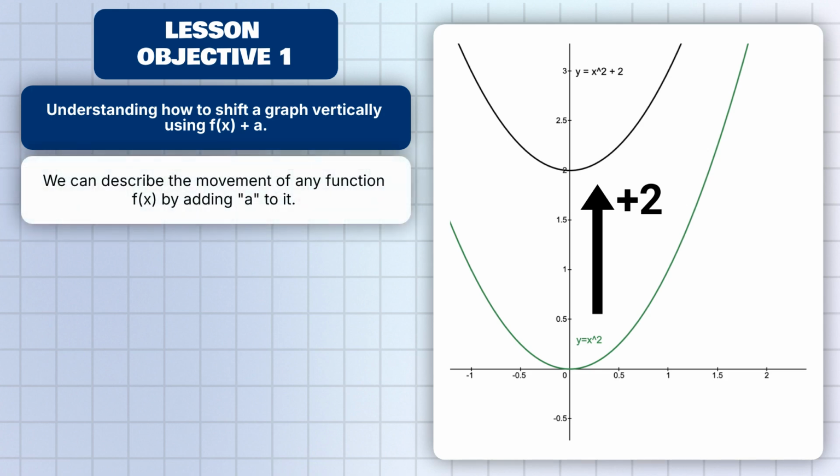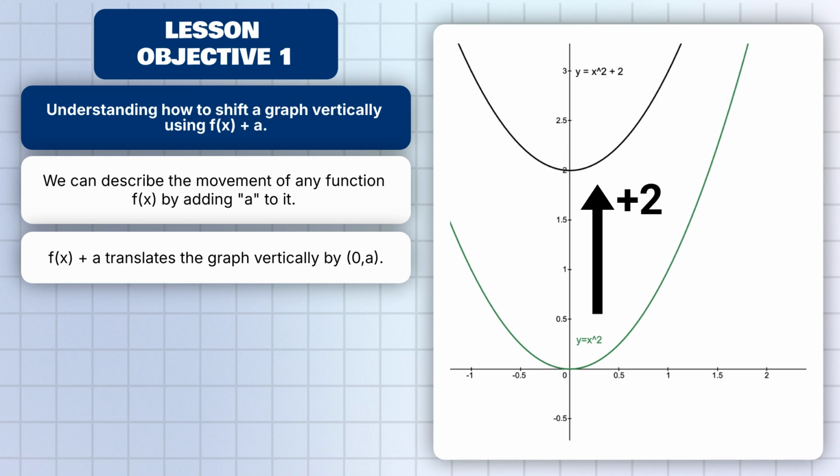We can describe the movement of any function f(x) by adding a to it. Thus, f(x) + a translates the graph vertically by (0, a). This formalizes our graphical shifts.